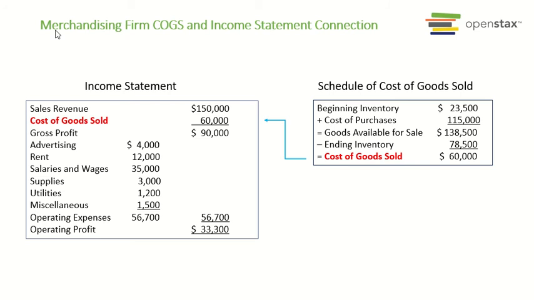So let's look at the relationship between cost of goods sold and the income statement. We use beginning inventory, purchases, and ending inventory to calculate cost of goods sold, and then this cost of goods sold goes to the income statement. We use sales revenue minus cost of goods sold equals gross profit, then minus all the operating expenses, we get the operating profit.